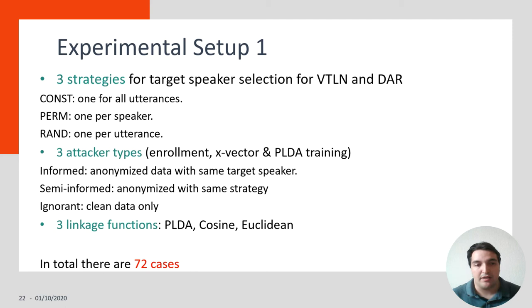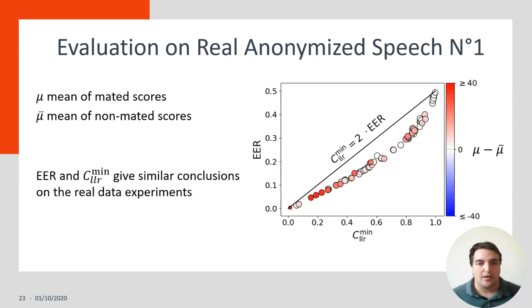We also have the semi-informed case where the attacker does not know the exact target speakers but knows all about the anonymization method, even the strategy. And finally, we have the ignorant, where the attacker doesn't know about anonymization, he just considers it as clean data. We even have three linkage functions, PLDA, cosine, and Euclidean. In total, we have 72 cases. Let's look at the results.